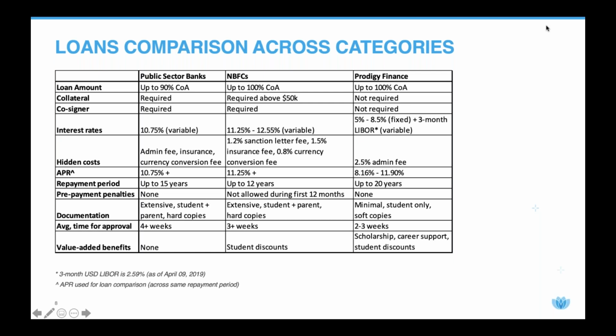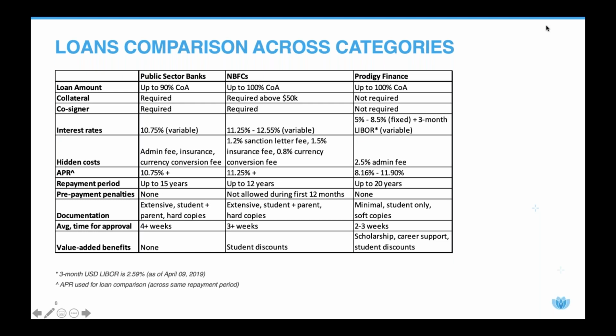NBFCs, on the other hand, are a very interesting deal, because you do not require collateral up to $50,000 in most cases. Over that, they will ask you for collateral because your loan size is quite significant. And they, of course, will always require a co-signer. With Prodigy Finance, as I rightly said, and I'm going to say it for the third time, we never require collateral and we never require a co-signer. And for the last 11 years, we haven't, and even going into the future, we would not be doing so.